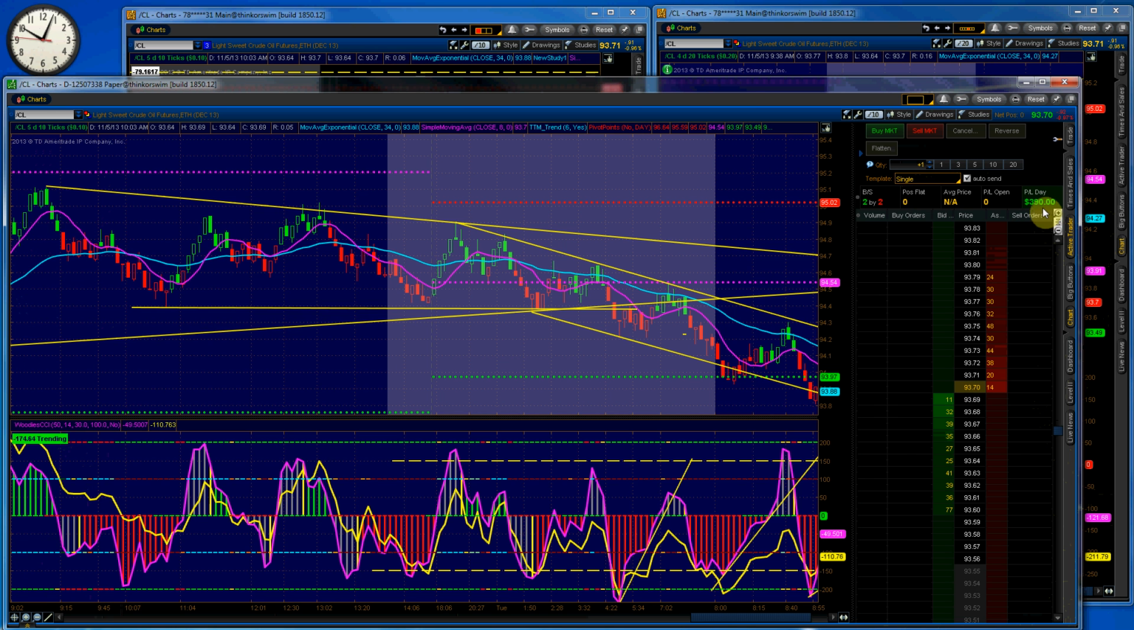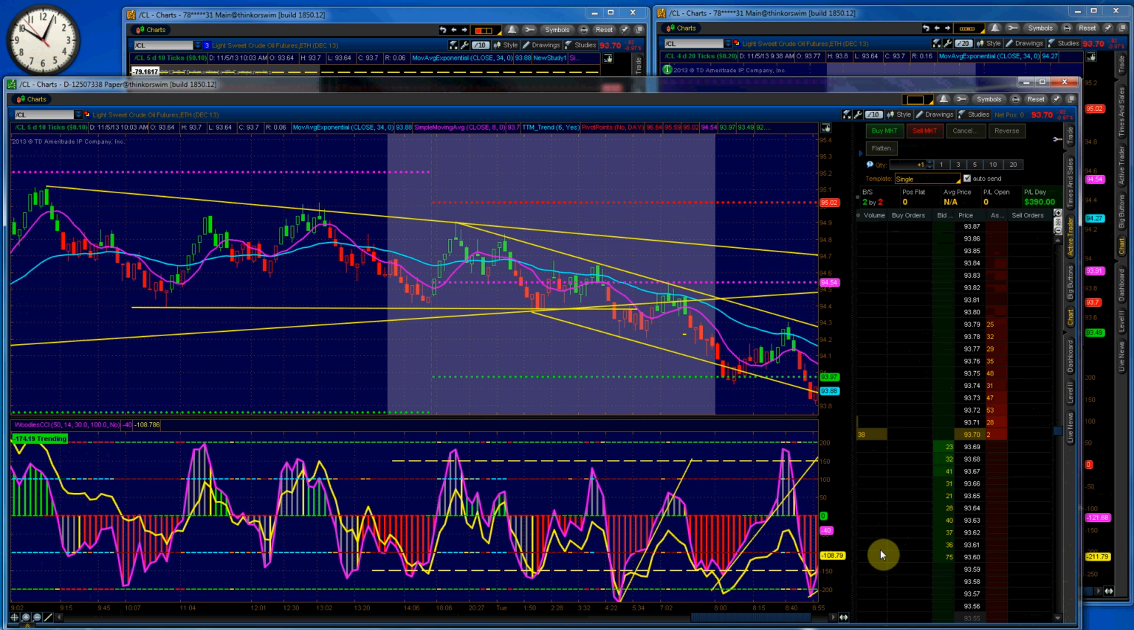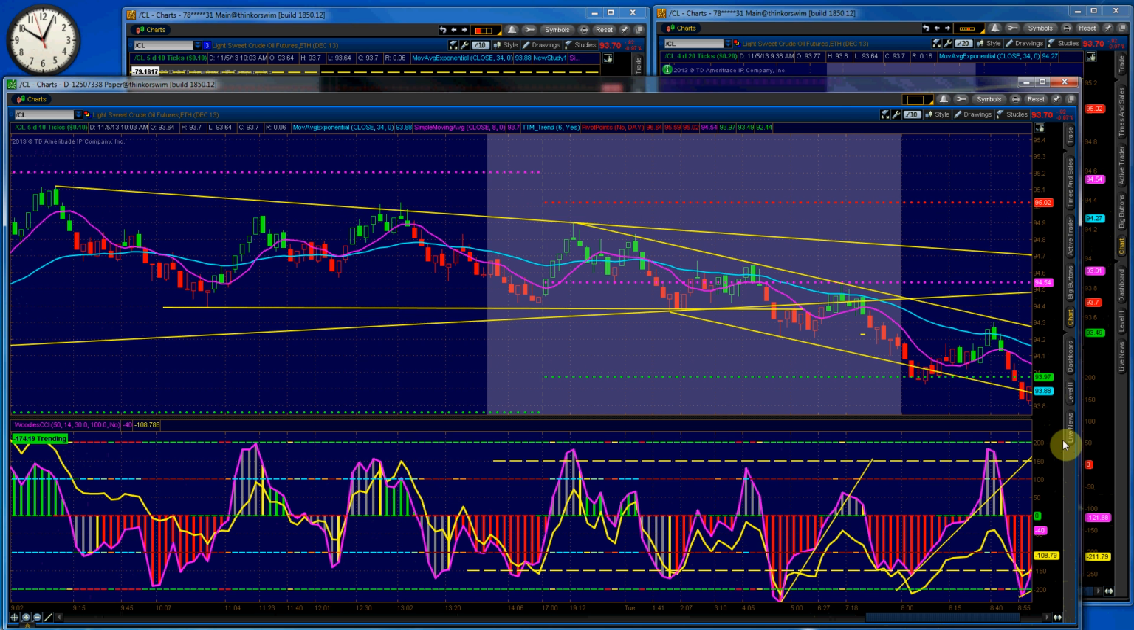Here it is right here. I did take those two trades, 190 and 200, up 390 for the day, and that's where I stopped.